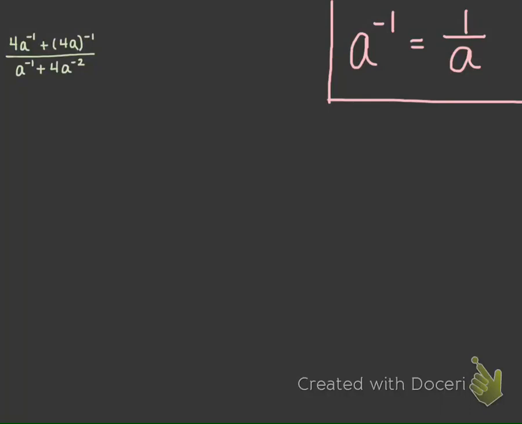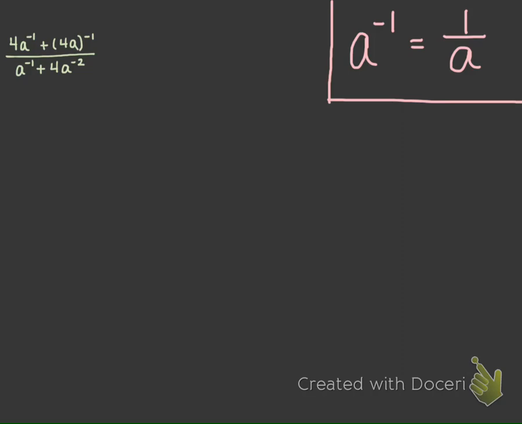Hi, I wanted to make a video addressing these complex fractions that contain negative exponents. I'm sure many of you know that a to the negative 1 is just 1 over a, but that may not help us when we get to something like this monstrosity, where we have a bunch of negative exponents mixed with terms and they're in a fraction, and it just gets really intimidating to even know where to start.